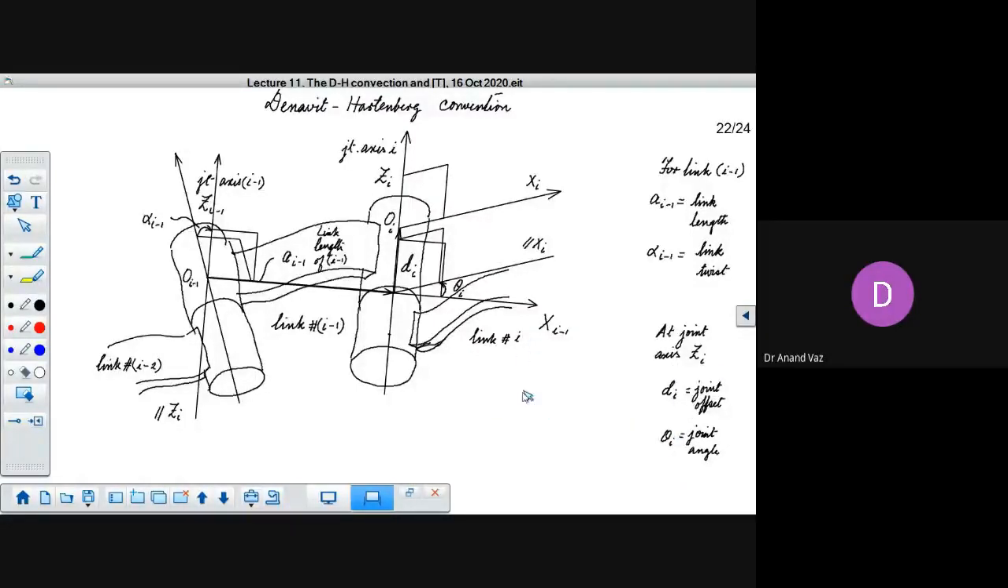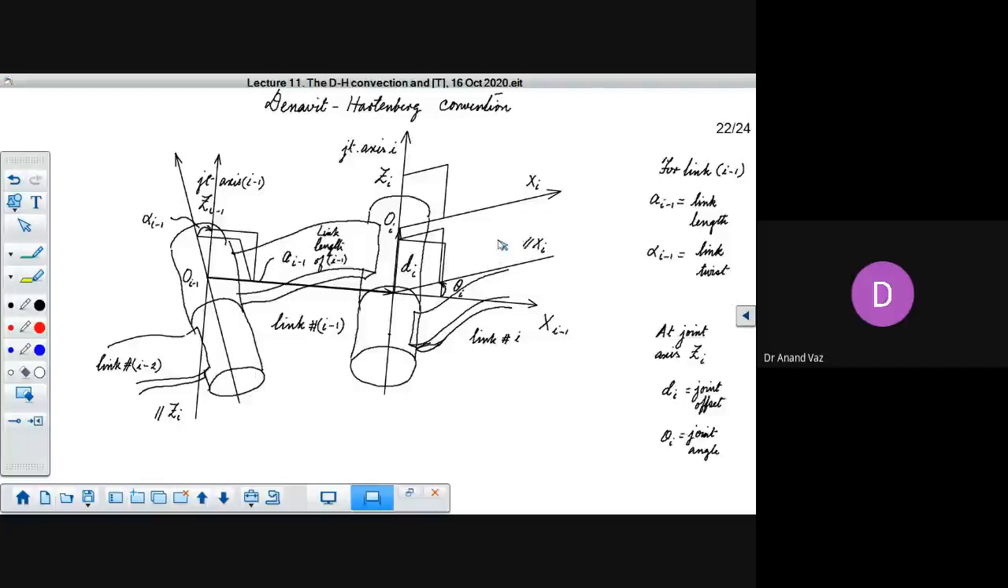Now, the next thing is, you see here we have got two frames fixed. The frame i minus 1 is fixed on the link i minus 1, and the frame i is fixed on the link i, or an extension of it. You see, it's not necessary that these frames should be fixed on the physical link itself. They could be fixed on an extension of that link as well.